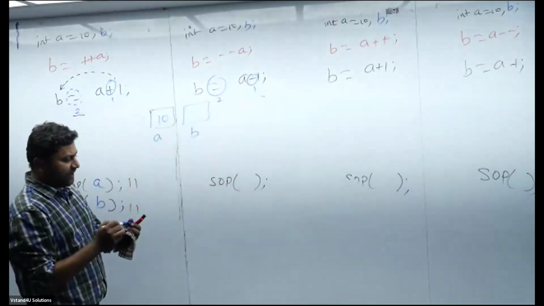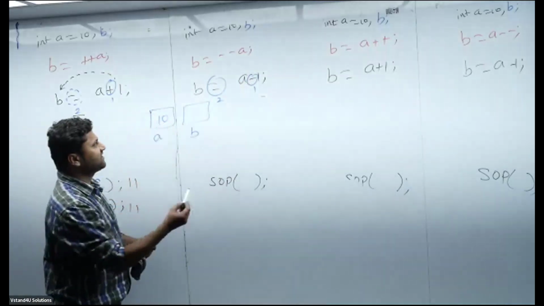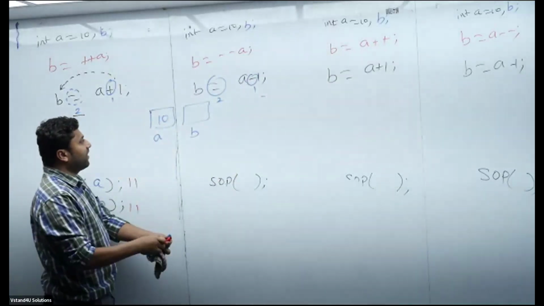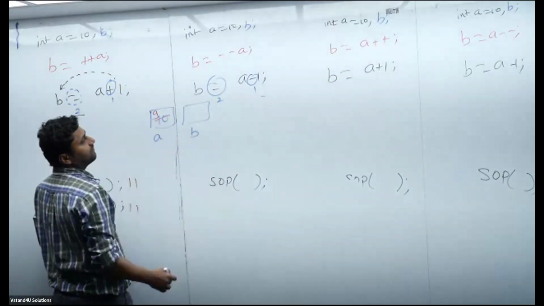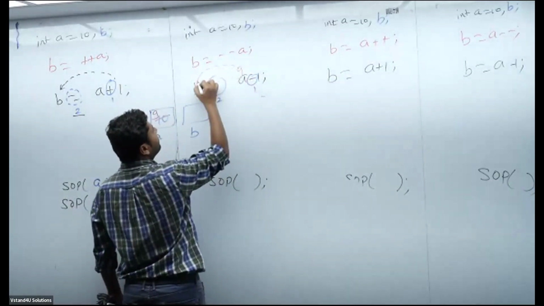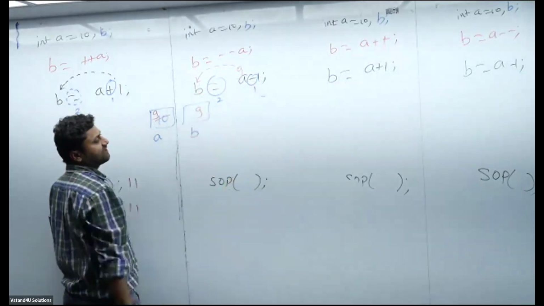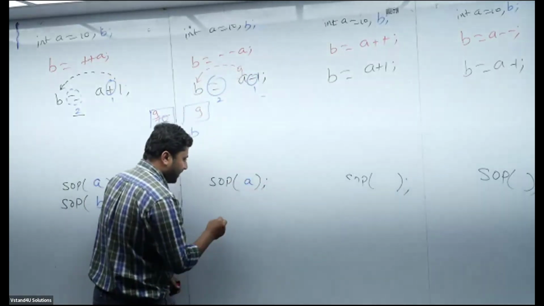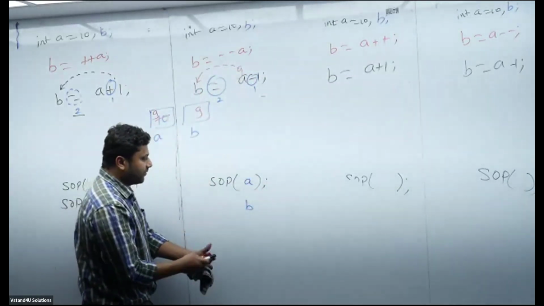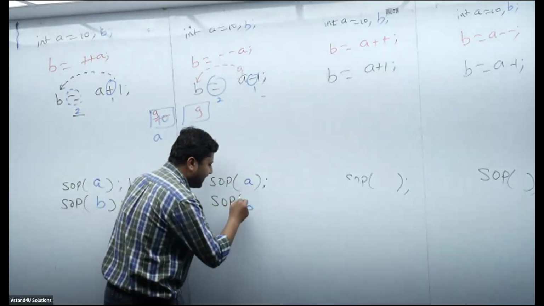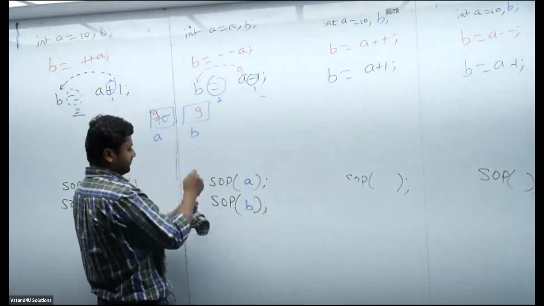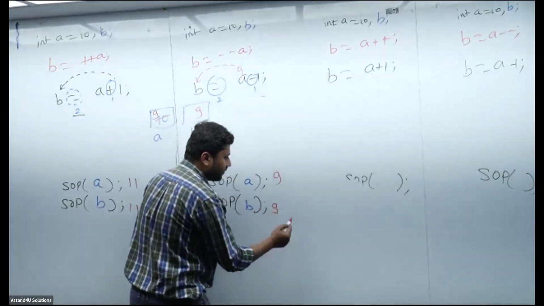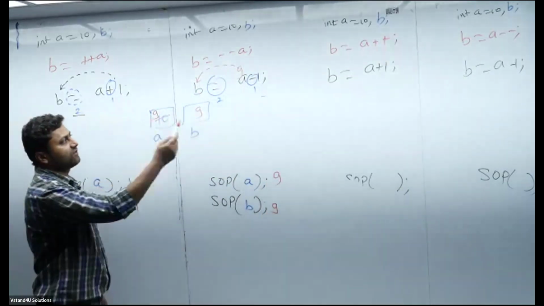you do the decrementation first, then you do the assignment. The current value of A is 10. Minus 1 will make it 9. This value 9 will be assigned into B. Are you with me? Am I clear? If I print A or B, can you help me with the values? A is 9, B is 9, definitely. Am I clear? Shall I move to the next one?